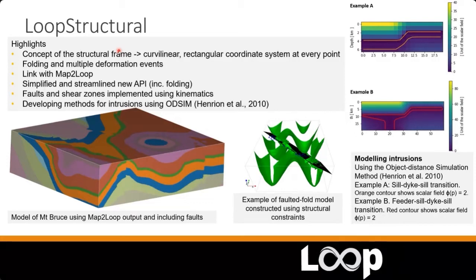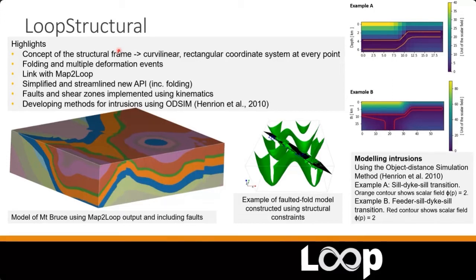For the fault, it's the same thing. Two orientations are within the fault itself, one is along the throw, the other one is perpendicular to the throw direction, but still within the fault surface. And the third one, of course, is perpendicular to the fault. And that allows us to model listric folds and use proper kinematics.